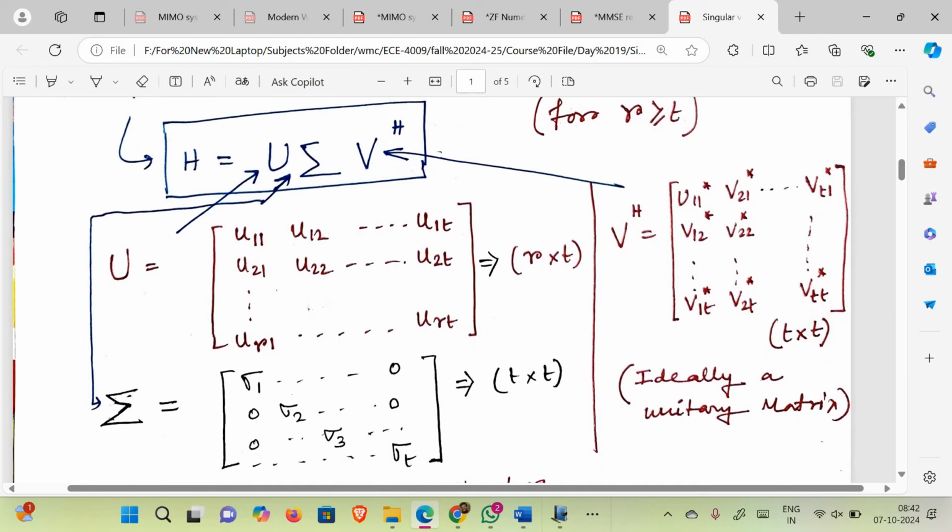So these are the 3 matrices. The first matrix is called U. It doesn't have any name as such. As you can see, it is a unitary matrix, which is mentioned over there. So this is one matrix, U.